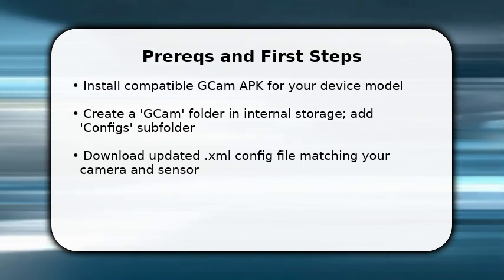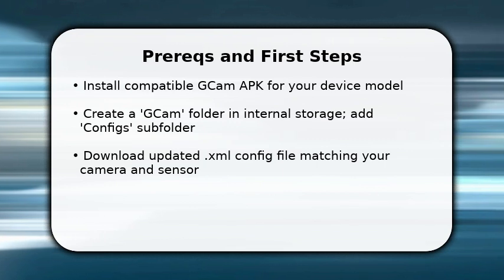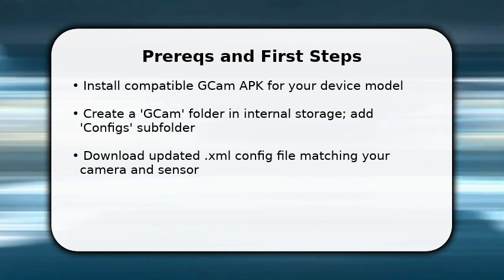Next, move the downloaded XML config into that configs folder. You do this now so the app can find it. Make sure file names are clear, and permissions allow Gcam to read storage before proceeding to load the config.